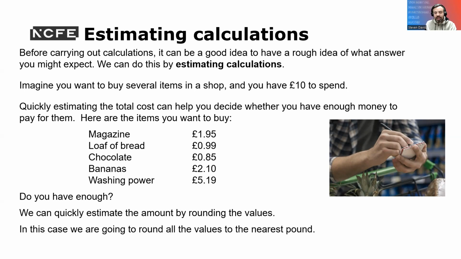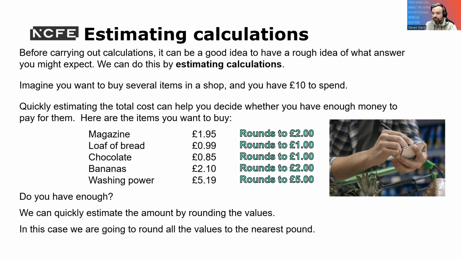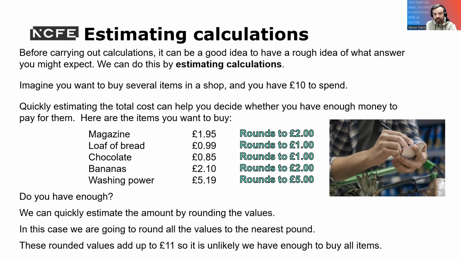So in this case we're going to round all the values to the nearest pound: round to 2, round to 1, round to 1, round to 2, round to 5. And again, we can then see we are £1 over. So it is unlikely that we have enough to buy all items.